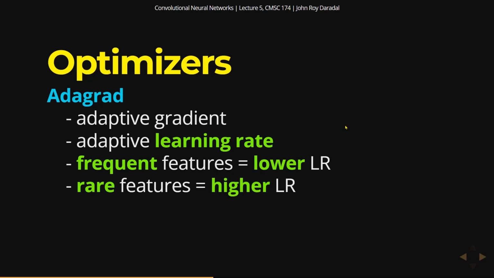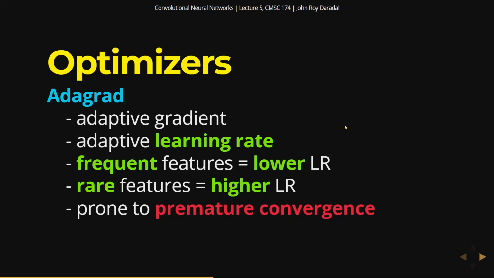It will have an adaptive learning rate based on the frequency of updates on the features. The problem, however, for ADAGRAD is that it's still prone to premature convergence, because in most cases, if you have lowered learning rates for frequent features, then it will stop learning already, and maybe at that point it's not the optimal model yet. So that's the problem for ADAGRAD also.